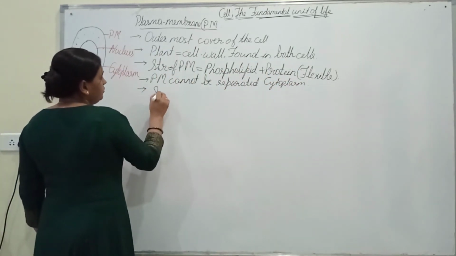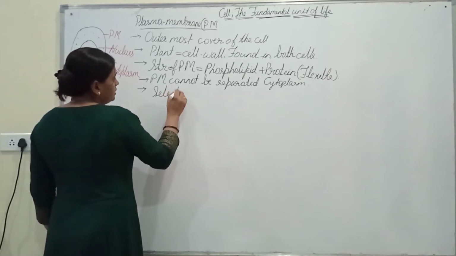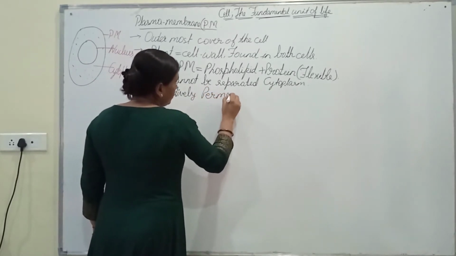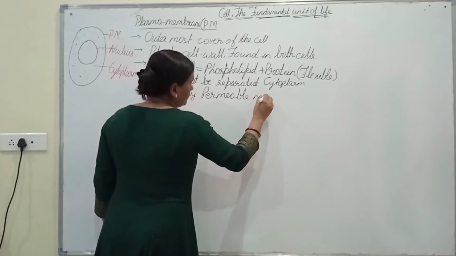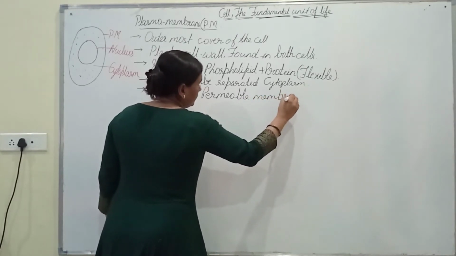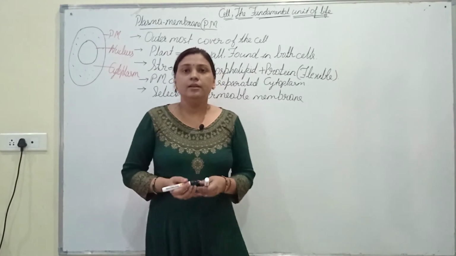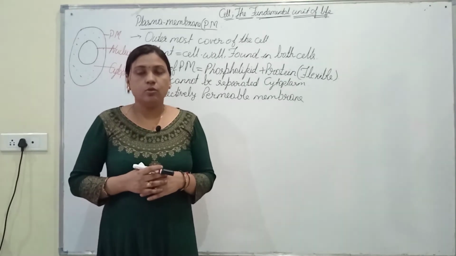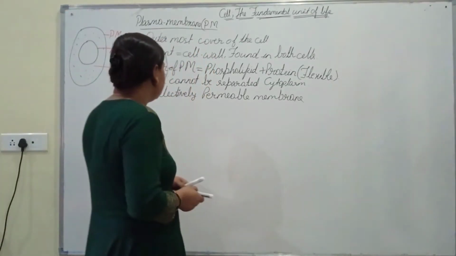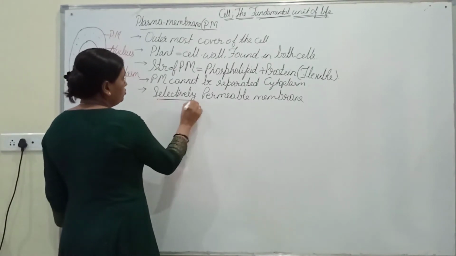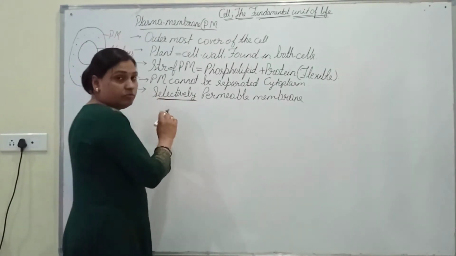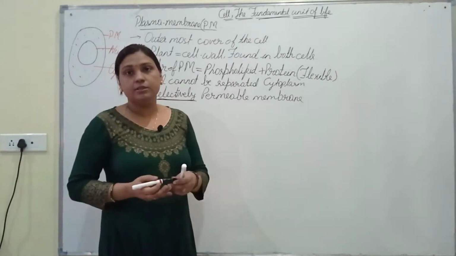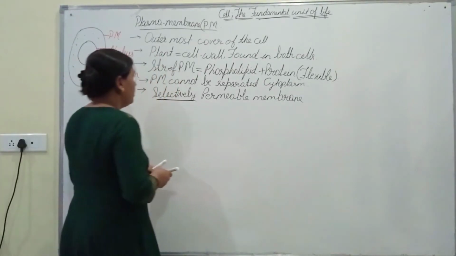Also, plasma membrane is also called selectively permeable membrane. Plasma membrane just behaves like a gate of the house. It decides that which material will enter into the cell and which material will not enter into the cell. Only plasma membrane will select this. This is because of this plasma membrane is called as selectively permeable membrane.